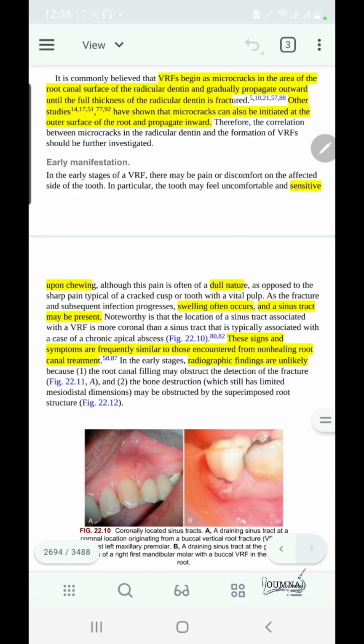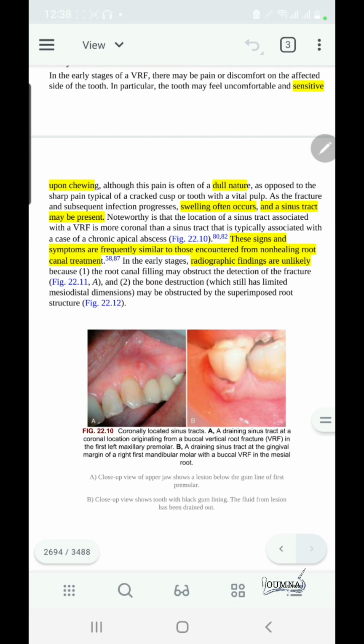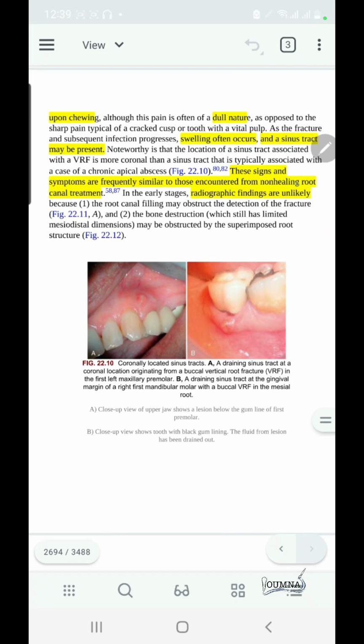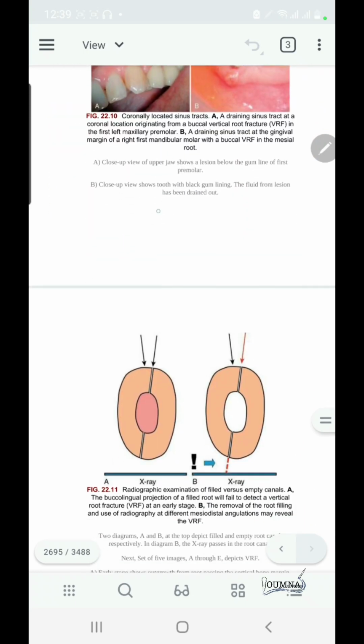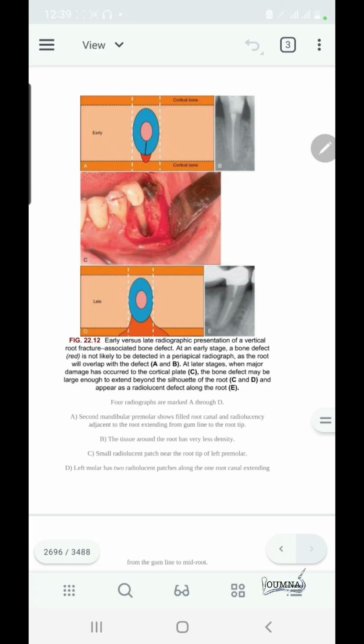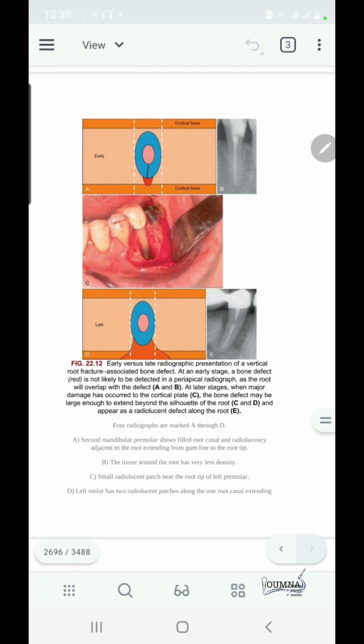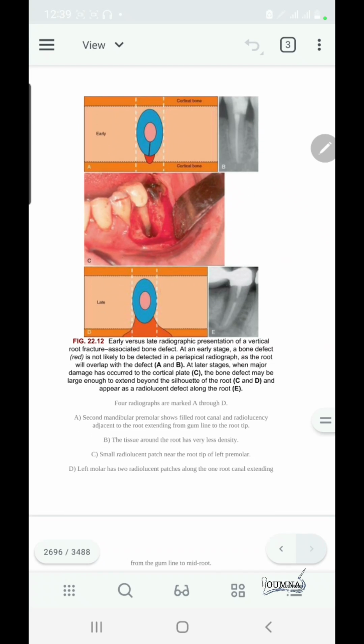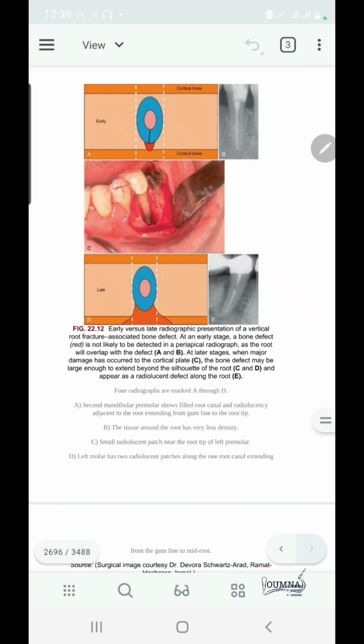So there is sensitivity upon chewing. We might develop a swelling in the mucosa beside the root. Also, a sinus tract may develop, which are similar signs to a non-healing root canal treatment. As for the radiographic signs, we can see that the vertical root fracture has a single deep, narrow pocket, and there is a loss of bone around the root, and this is what is called a diagnostic flap, to ensure that what we're having is a vertical root fracture.